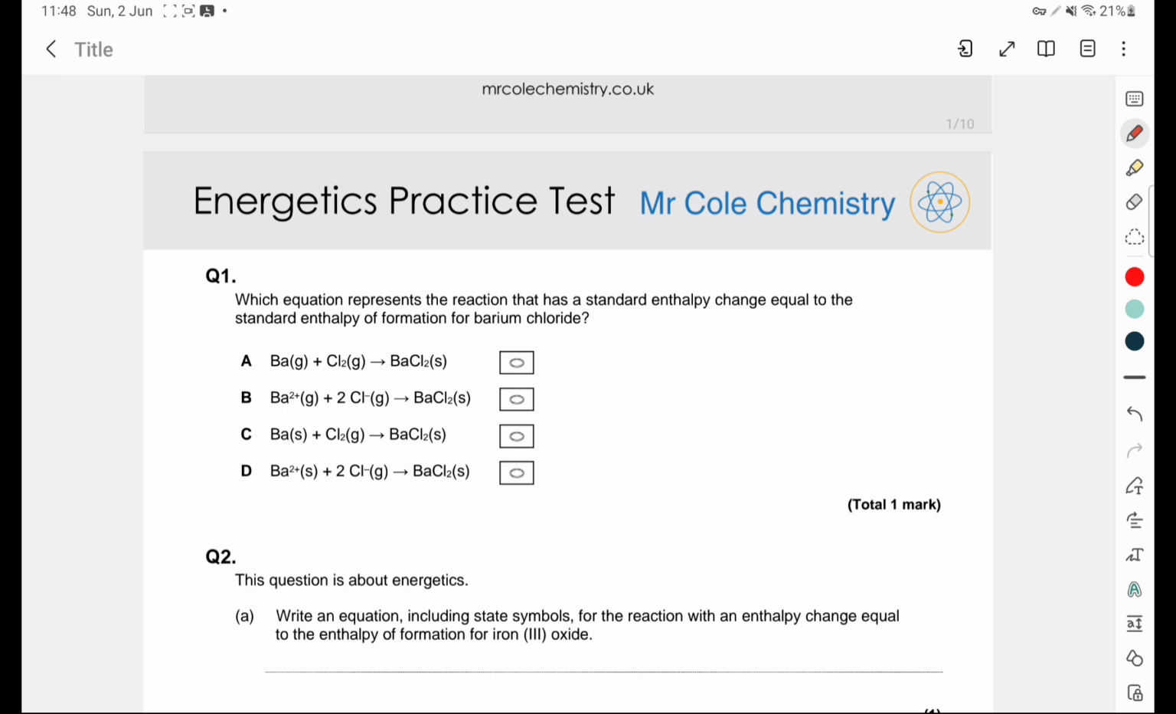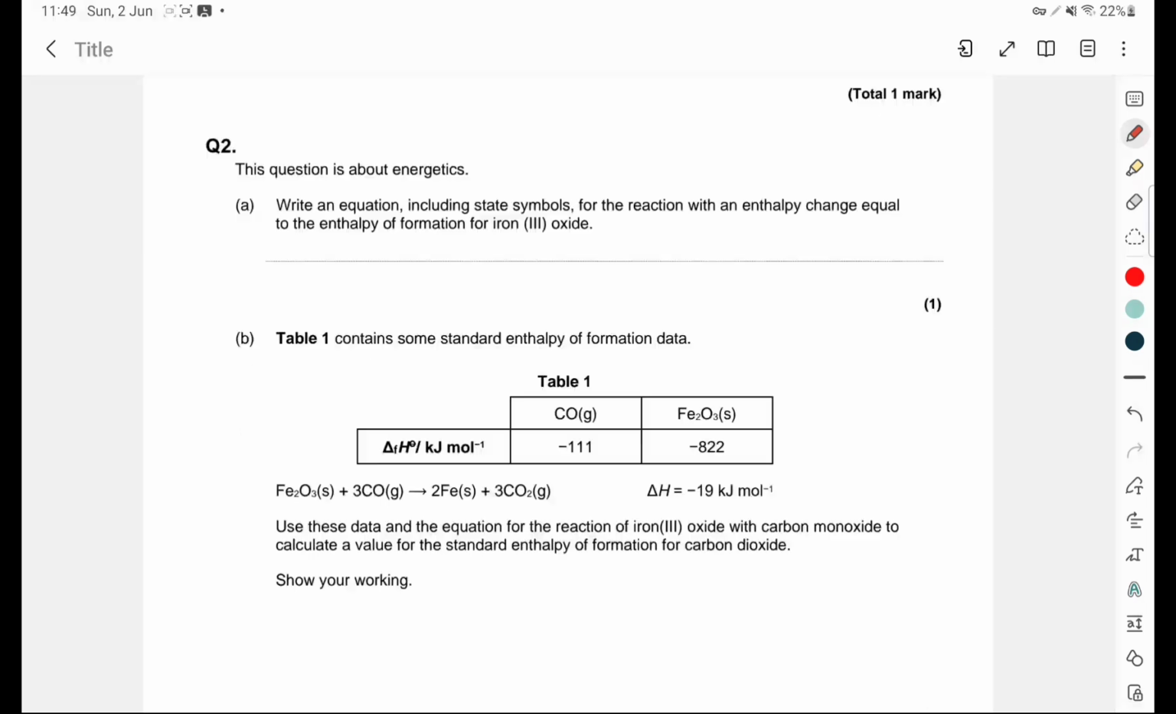Answer C is correct. It's the elements in their standard states forming the product. D is wrong in a whole range of different ways. We've got ions where they shouldn't have them. We've got strange states where we shouldn't have them. So, as we said, the answer is C.